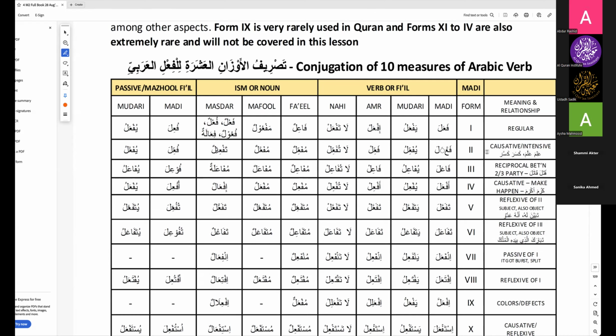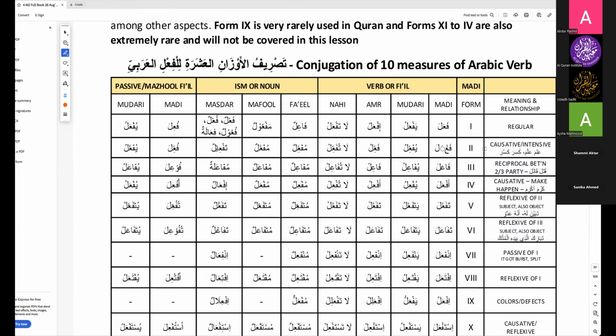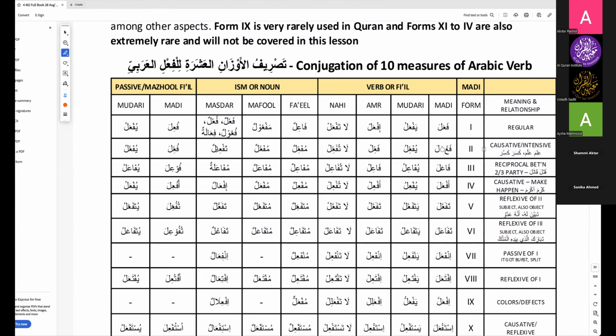Now, form 2 is basically causative or intensive. Okay, I will explain to you in the lower part of it. At the moment, I'm just introducing to you. So you can see the fa'ala now changes with the additional letter in there and is giving extra meaning, causative or intensive meanings, which will be explained to you in a minute.